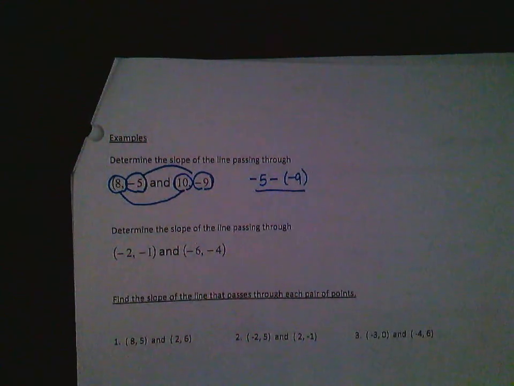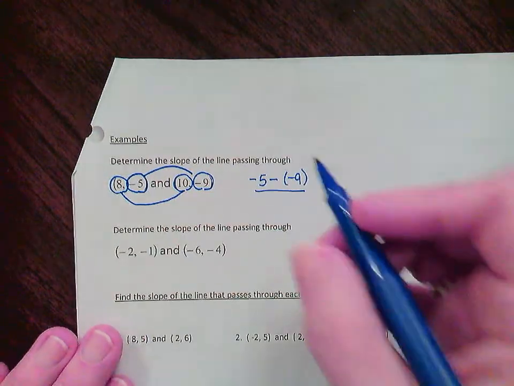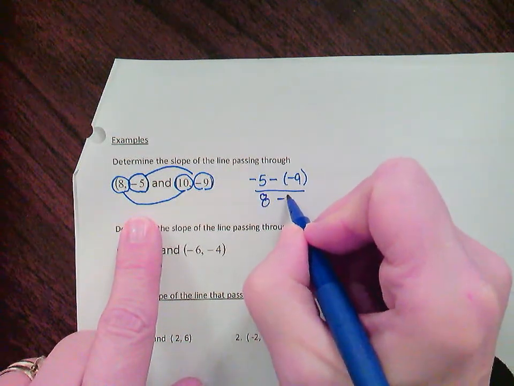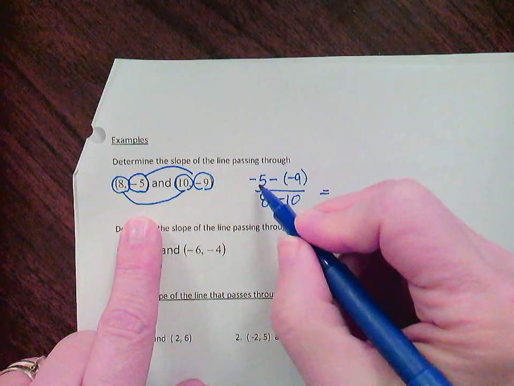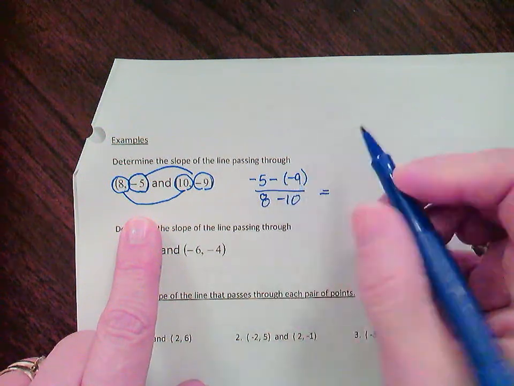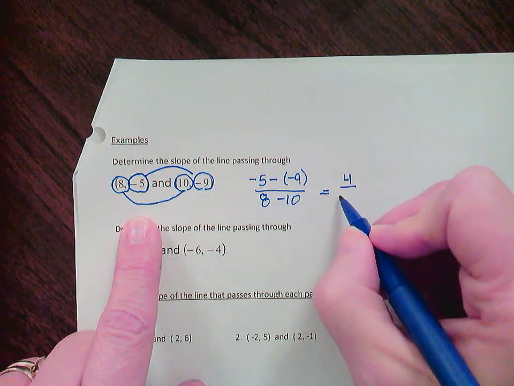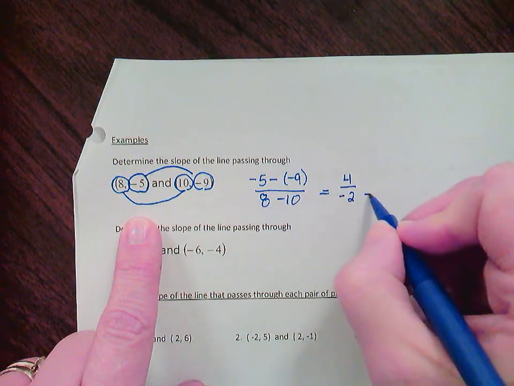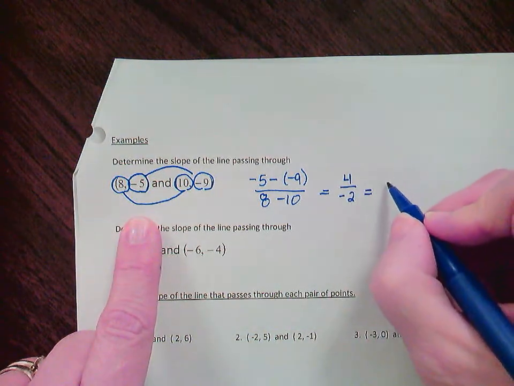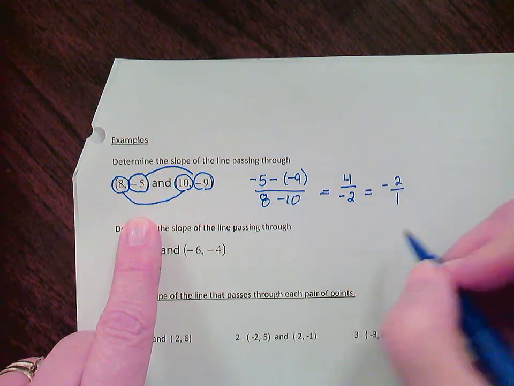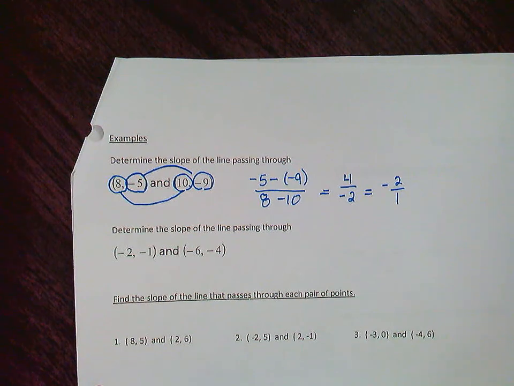So to find the change in those, I'm going to take 8 minus 10. Negative 5 minus negative 9 is 4. 8 minus 10 is negative 2. You could reduce that and make your slope equal to negative 2 over 1. You have a negative 2 over 1 slope or a negative 2 slope on this one.